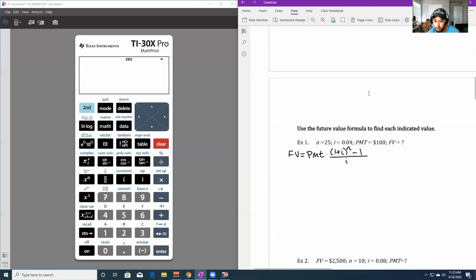Okay, perfect. Now they're giving us all the pieces, so let's just go ahead and plug it in. So we get future value is equal to the payment of $100 times 1 plus I, which is 0.04, raised to the n, which is 25, minus 1. And all of this is over I, which is given as 0.04.